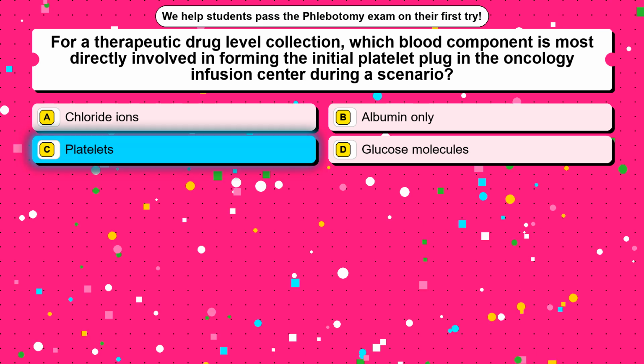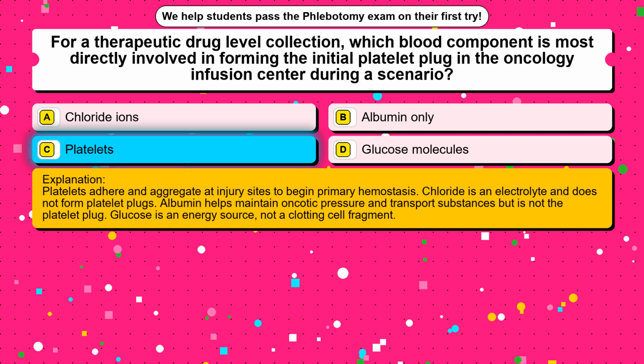The correct answer is option C. Platelets. Platelets adhere and aggregate at injury sites to begin primary hemostasis. Chloride is an electrolyte and does not form platelet plugs. Albumin helps maintain oncotic pressure and transport substances but is not the platelet plug. Glucose is an energy source, not a clotting cell fragment.